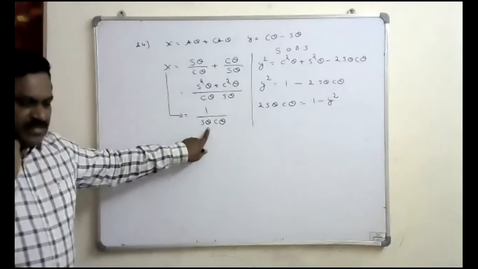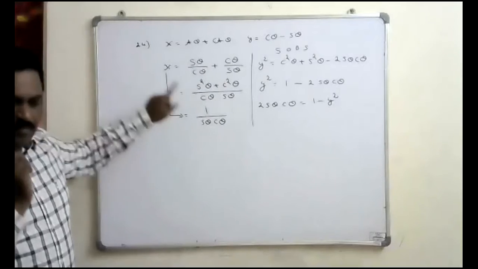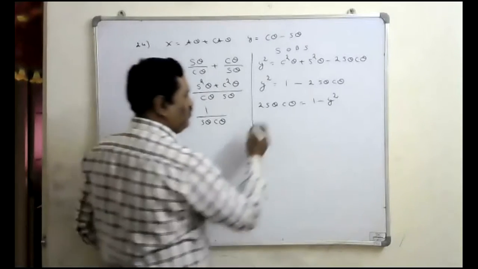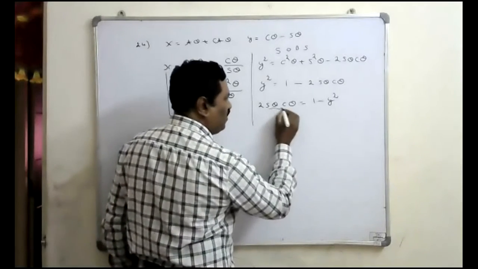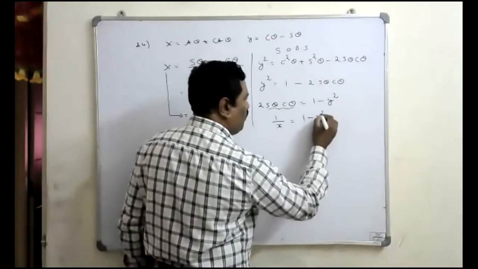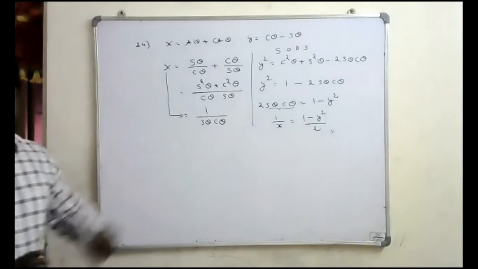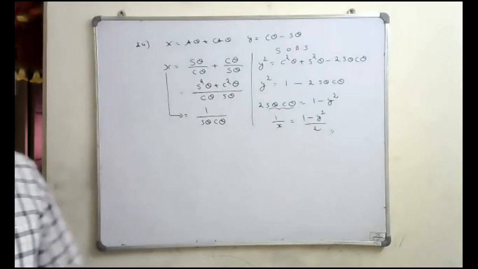Now from this, sin theta cos theta is the reciprocal of x, so sin theta cos theta becomes 1 by x. So therefore, dividing by 2, we can write that 1 by x is equal to 1 minus y square by 2. So this is a relation between x and y that is there in the second option.